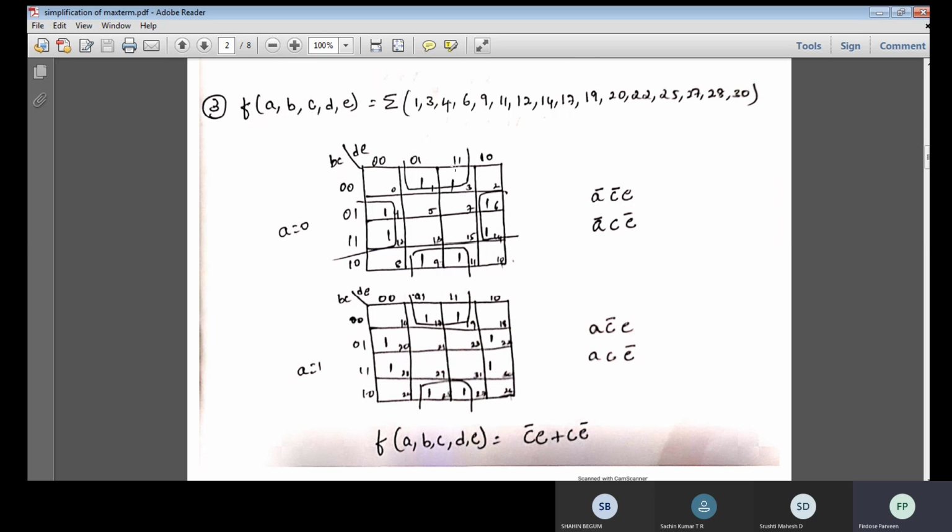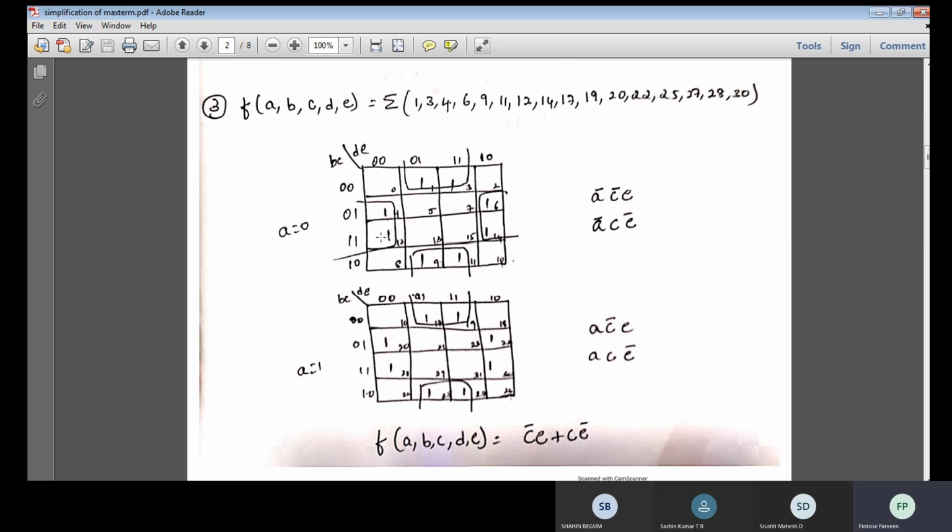And corresponding column, when I see this group, it is D bar E and DE. So what is not changing again? E is not changing, right? So I'll be writing A bar, C bar, E. Okay. So next, 4, 12, 6 and 14 are one group.